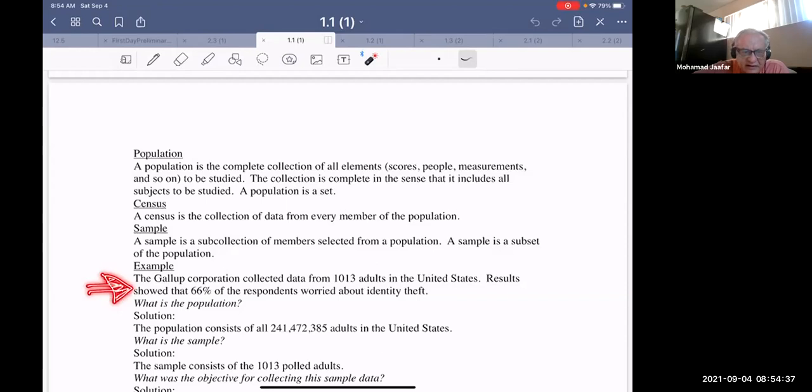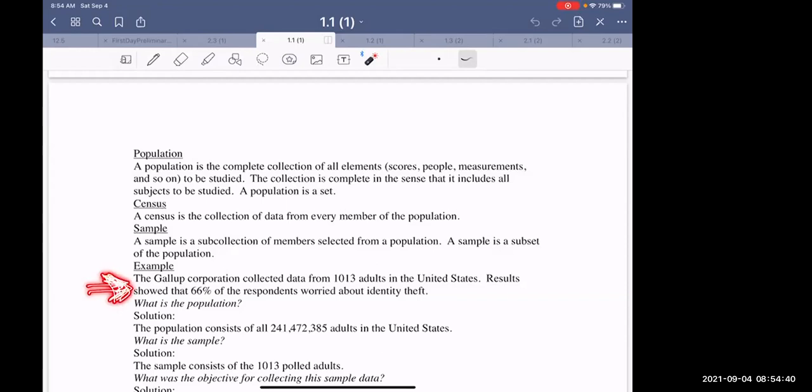Identity theft worries. Yes, okay, identity theft. So the objective of collecting the sample data was to study identity theft for adults in the United States. And so we've collected this sample of 1,000 to give us an idea about what all adults in the United States, what is their worry about identity theft? So we're collecting this sample to tell us something about the population.